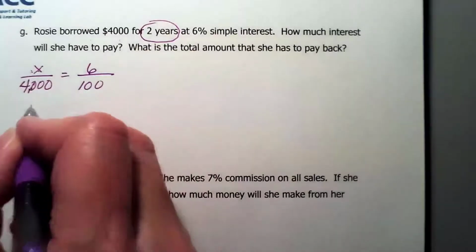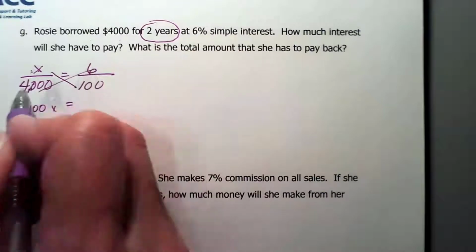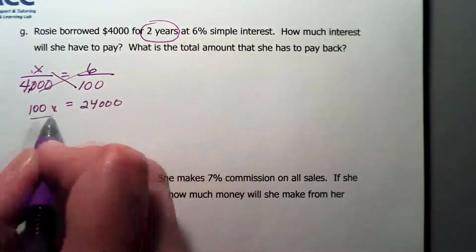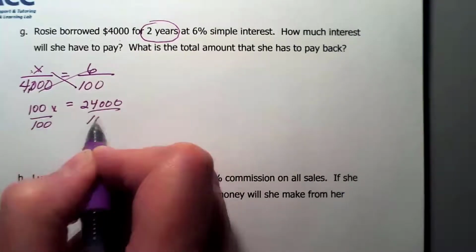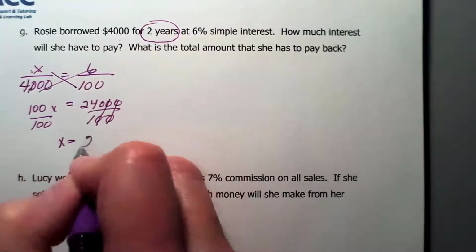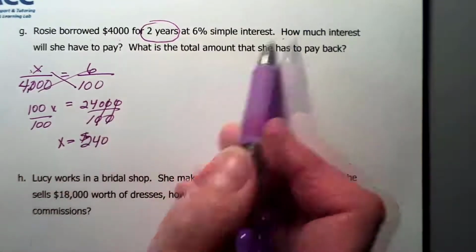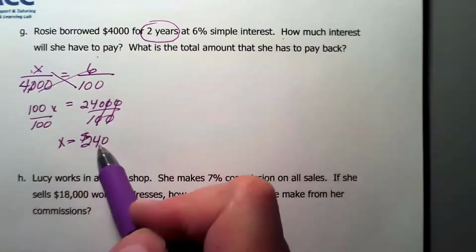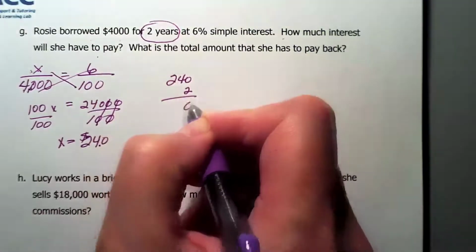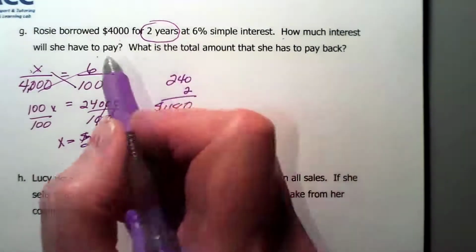So then we just do the proportion. I have 100x equals 6 times 4,000. 6 times 4 is 24, so it's 24,000. Divide both sides by 100. So simple interest for 1 year is $240. But how much interest will she have to pay? $240 for 1 year. So $240 for 2 years is going to be $480. That's the answer to the first question.